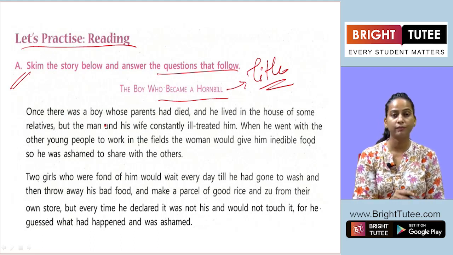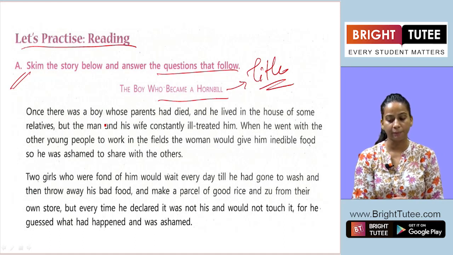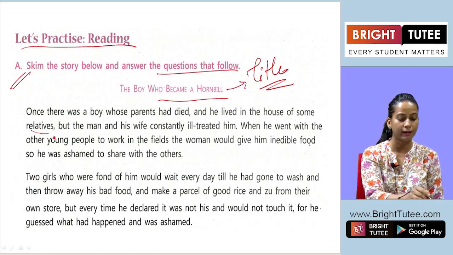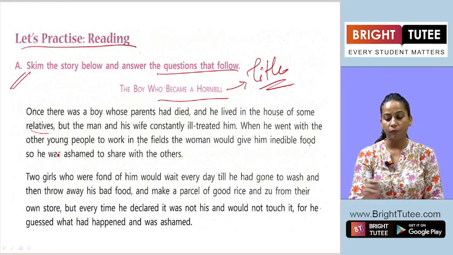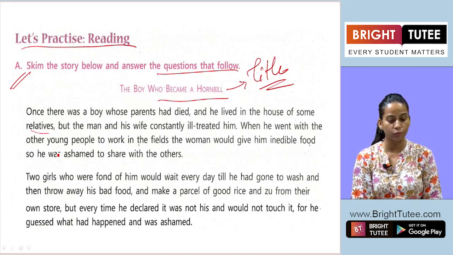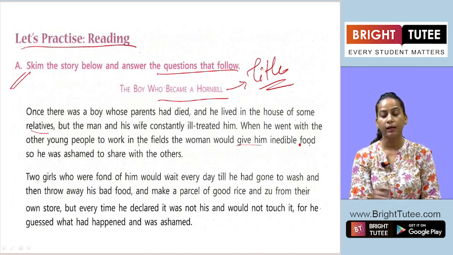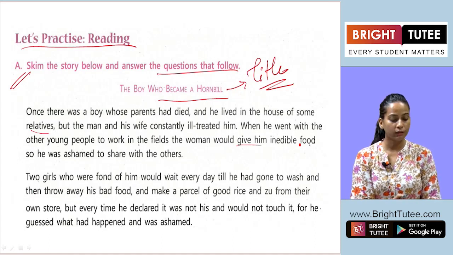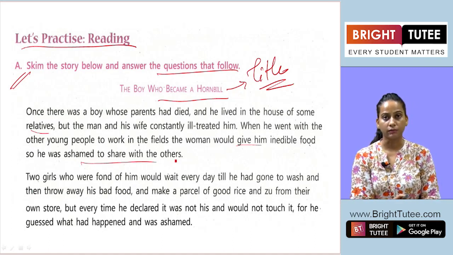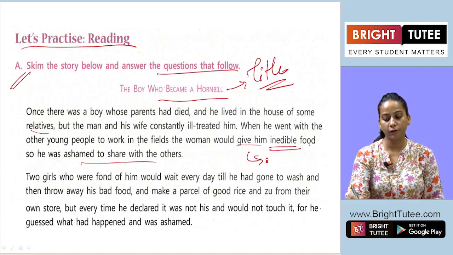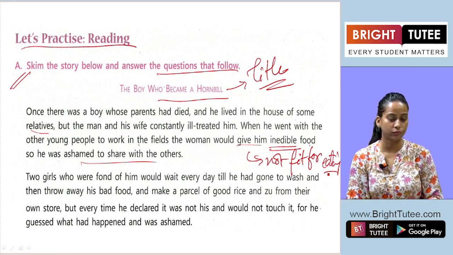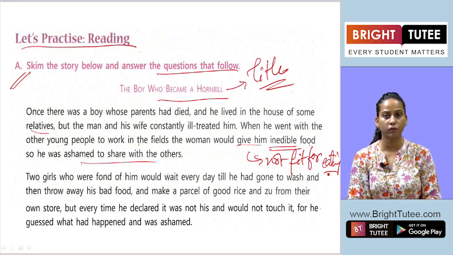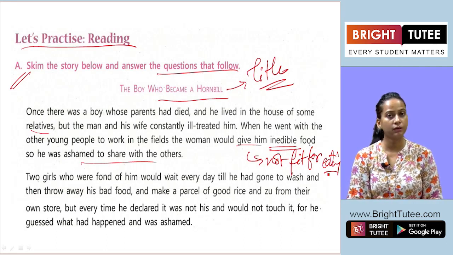Once there was a boy whose parents had died, and he lived in the house of some relatives. But the man and his wife constantly ill-treated him. When he went with the other young people to work in the fields, the women would give him inedible food, so he was ashamed to share with the others. Here, inedible means not fit for eating. Clear? So that kind of food was given to him, and he felt ashamed in sharing it with the others.